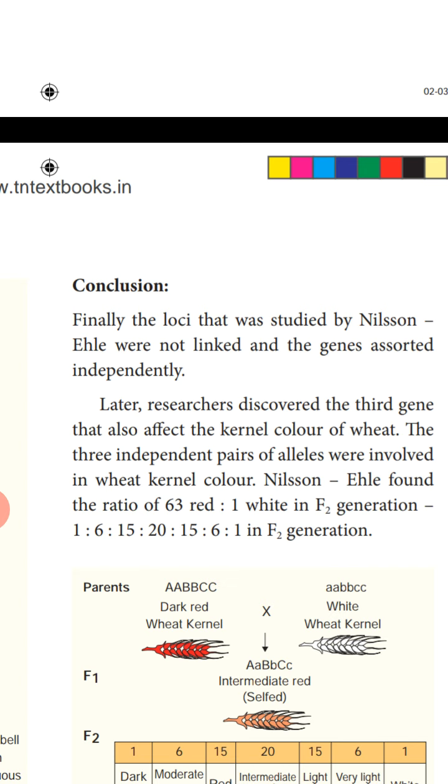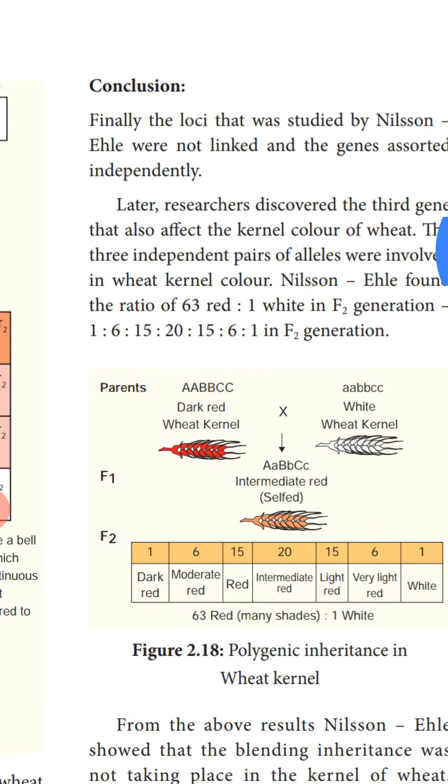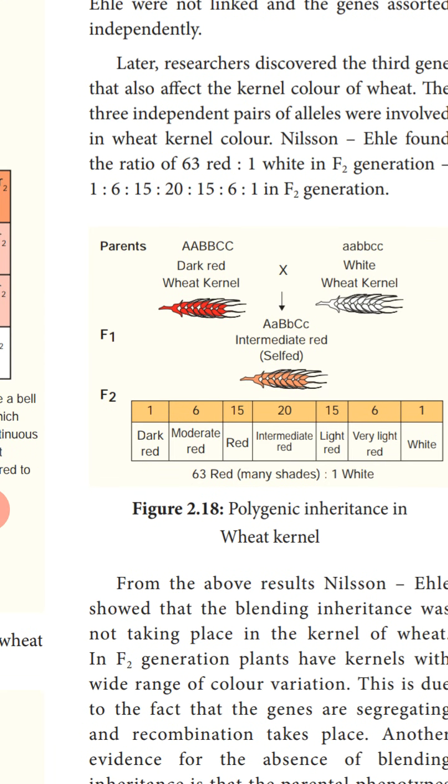Later, researchers discovered a third gene that also affects the kernel color of wheat. Three independent pairs of alleles were involved in wheat kernel color. Nilsson-Ehle found the ratio of 63 red to 1 white in the F2 generation. So here the phenotypic ratio was found to be 63 is to 1. And the genotypic ratio is 1:6:15:20:15:6:1 in the F2 generation. So here this is the polygenic inheritance cross.